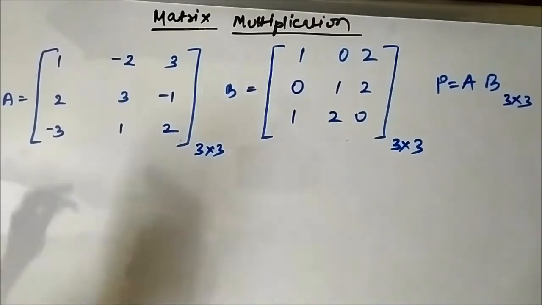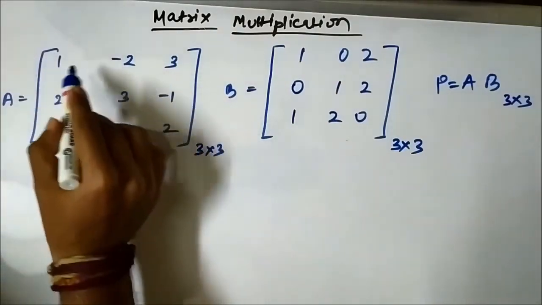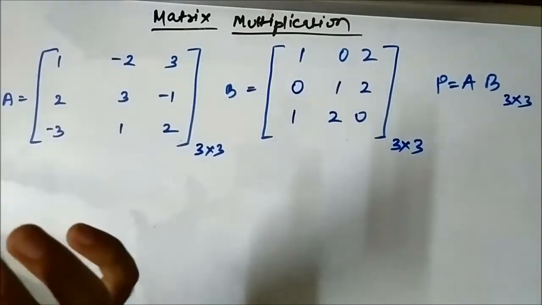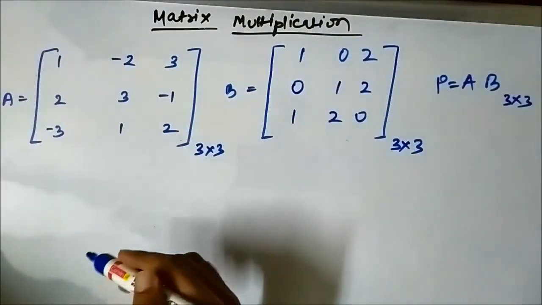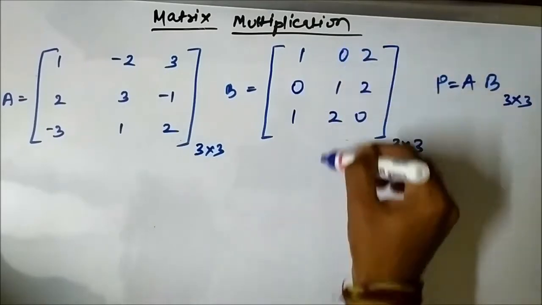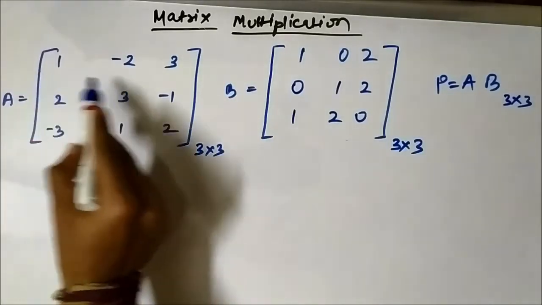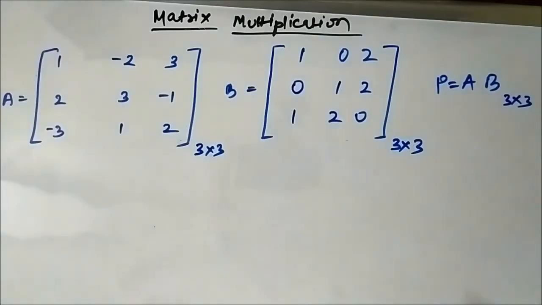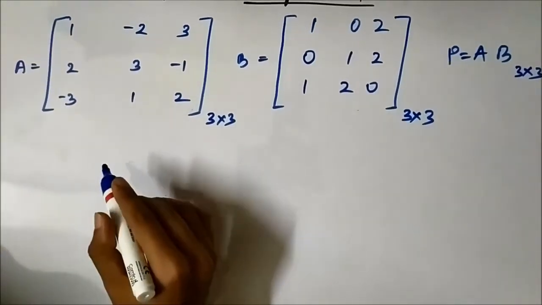Now here what we have to do is consider each of these rows of the first matrix A as an individual row matrix, and each of the columns of the second matrix, that is B, as an individual column matrix. Each of the rows of the first matrix as row matrix, each of the columns of the second matrix as column matrix. So the operation will take place in this way.